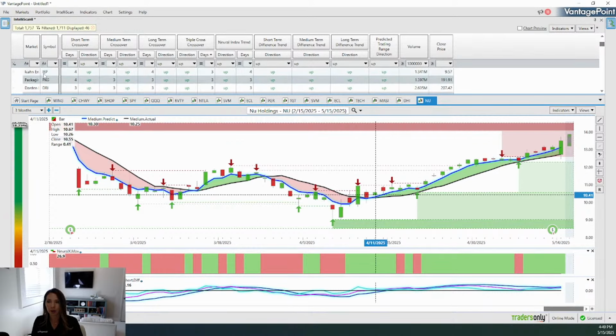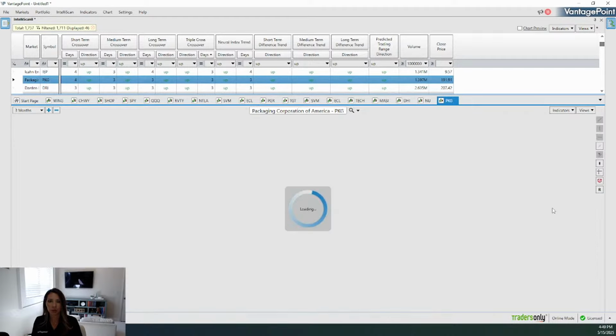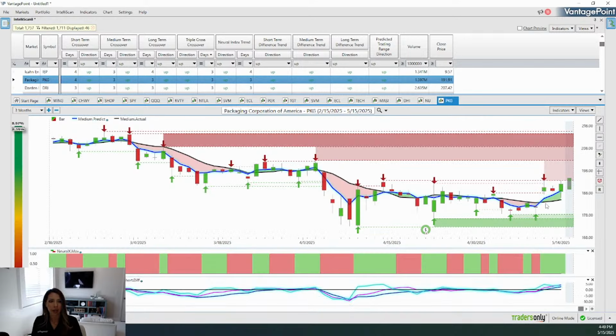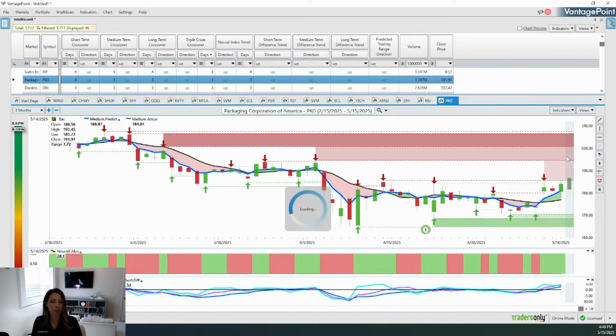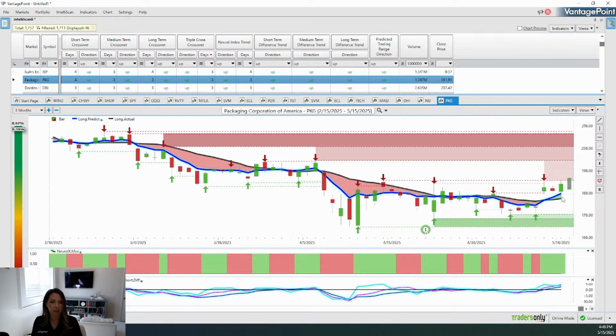Here we also have, let's see, PKG, right? PKG is another one that is continuing to trend on up. And we have more of a reversal type scenario. So if we switch over to this long-term crossover, we can see that even the long-term has crossed over, helping us to navigate through, especially during times of consolidation, where you see how this long-term crossover remains down.